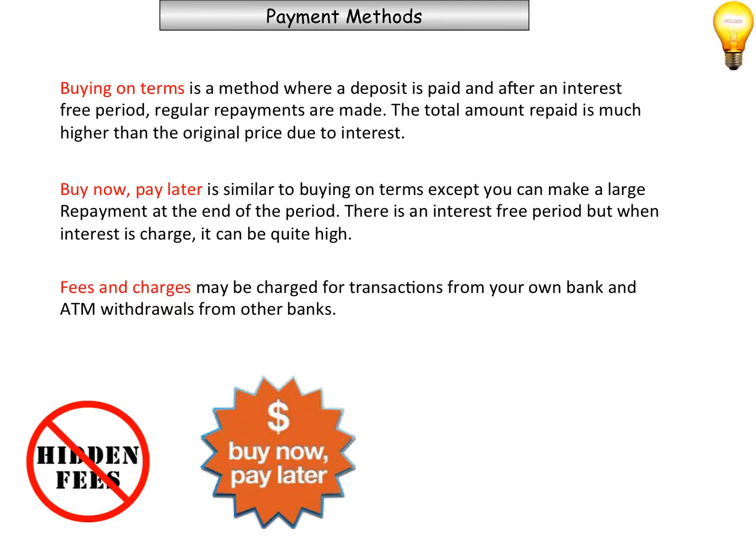Okay, buying on terms is where you pay a deposit and then you pay regular payments after that, maybe per month. You have a free period or interest-free period. Sometimes it's 6 months, sometimes it's a year. But then when you calculate the total amount paid back, it's going to be a lot higher than the original price, and that's all due to interest.